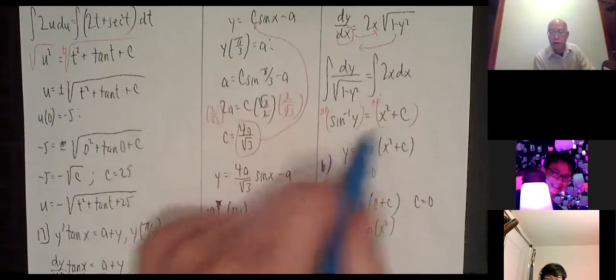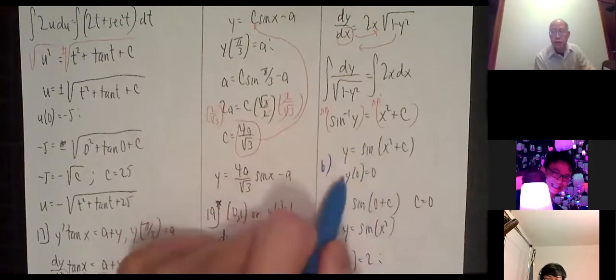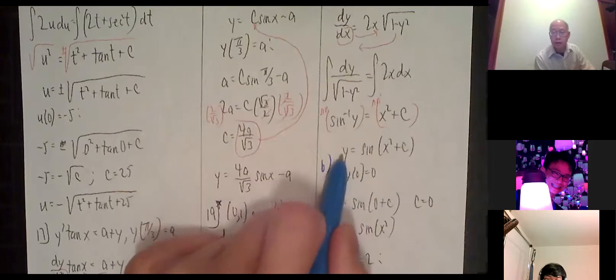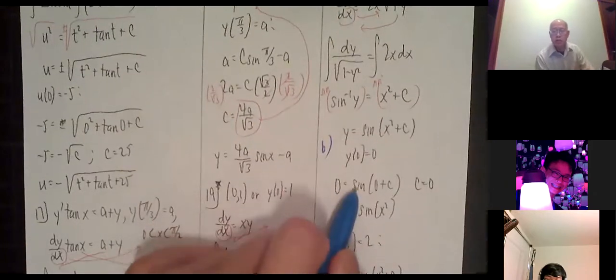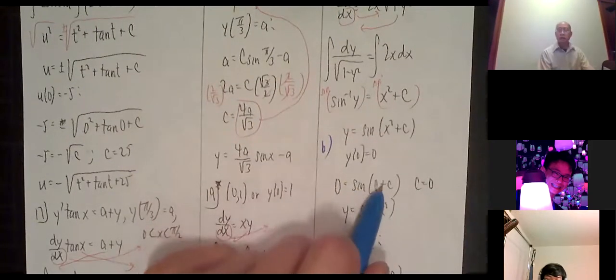Okay, so put a 0 here and a 0 here. y of 0 is 0, put a 0 there, 0 there. 0 equals a sine of 0 plus c. Okay.